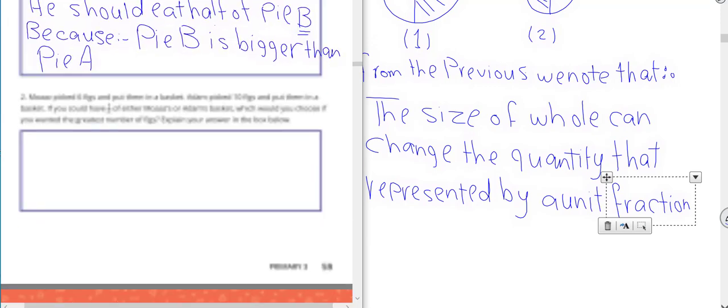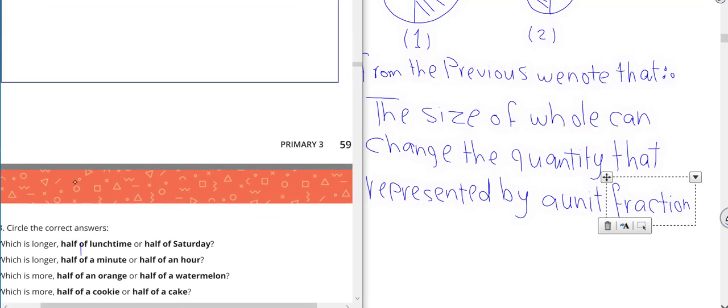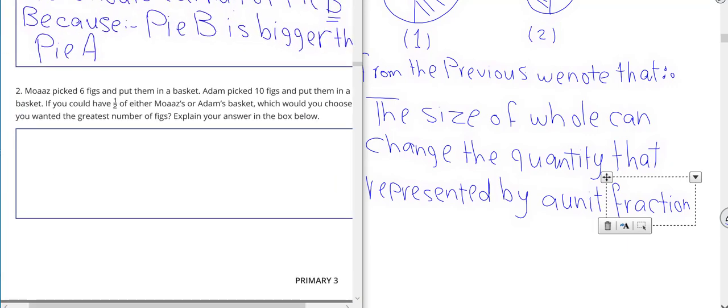Exercise number 2. Muaz packed 6 figs and put them in a basket. Adam packed 10 figs and put them in a basket. If you could have half of either Muaz or Adam's basket, which would you choose? You wanted the greatest number of figs. Explain your answer in the box below.